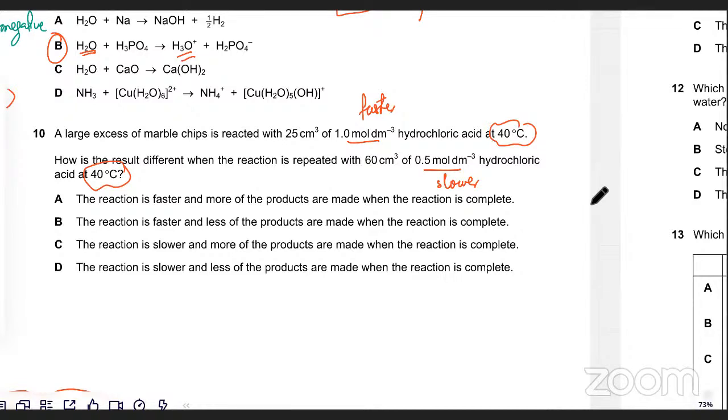Yes, sir. So the reaction is going to be slower, so it's going to be either option C or option D. I mean, the second reaction is the one that's going to be slower. It would take a longer time. But would you get more products or less products? How many moles do you have in total of HCl? Volume into concentration. What's 25 into 1 divided by 1000? 0.025. So you've got 0.025 moles, right?